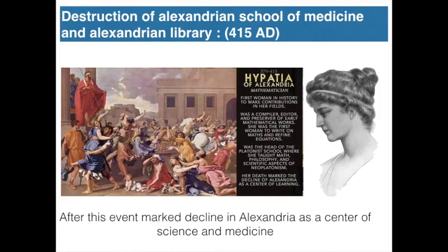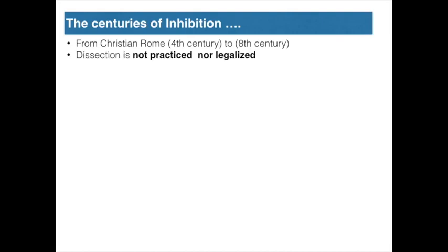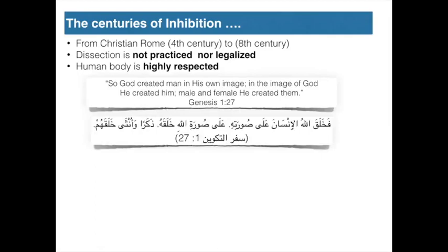After that, we started a new era, which is early Christianity, which lasted for many, many years. In Christianity, and in the early Islamic dynasties, these were centuries of inhibition. At that time, there was great respect for the human body. Dissection was not legalized and it was not allowed to dissect a human body. You can read in the Bible, so God created man in his own image.